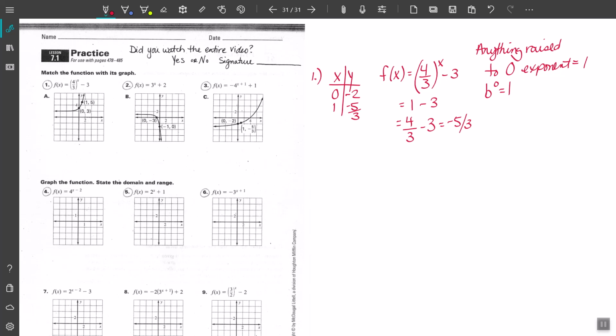Okay, and so then if we come over and look at our graphs, we're looking for 2 points on a line: 0, -2, and 1, -5/3, which lines up with our C over here. So we can see those points right here. So number 1 matches with graph C. Do the same thing again with function 2.